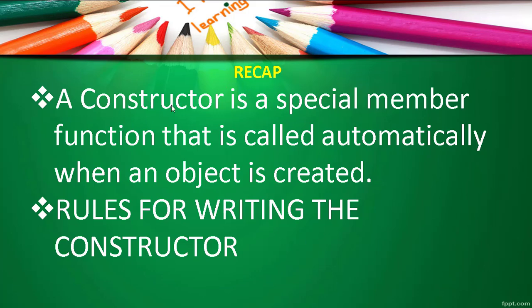In the previous class, we studied constructors. A constructor is a special member function that is called automatically when an object is created. There are certain rules to be followed for writing a constructor. The first rule: a constructor always has the same name as the class name. The second rule: there is no return type for constructors, not even void.